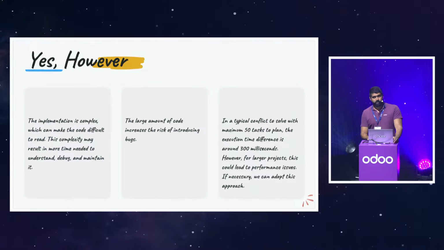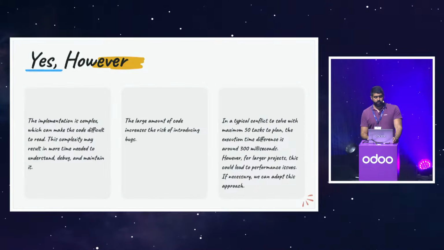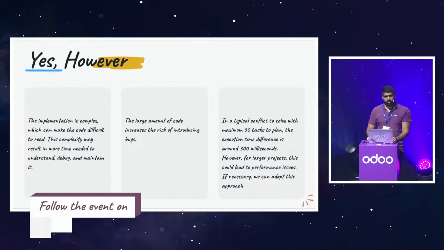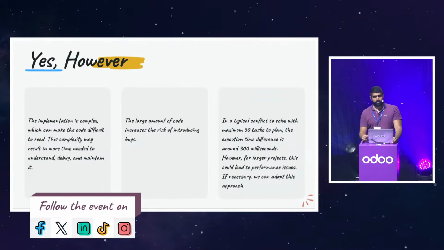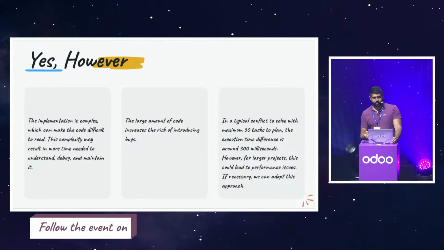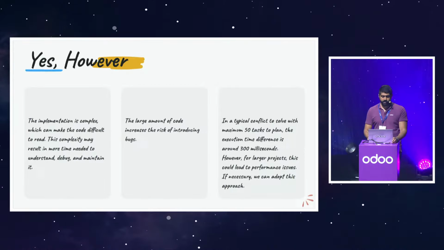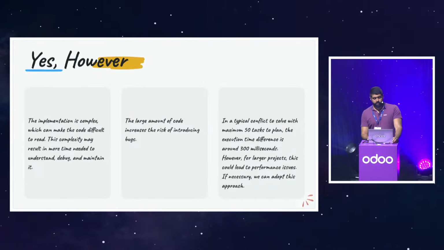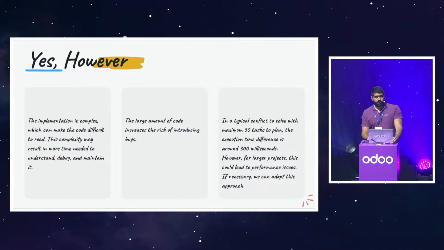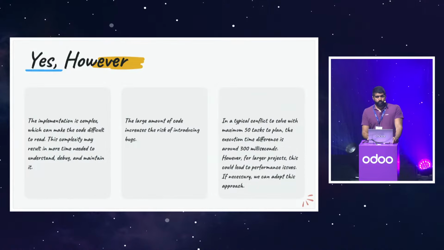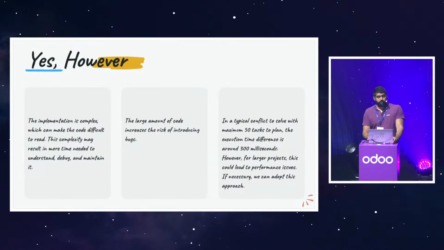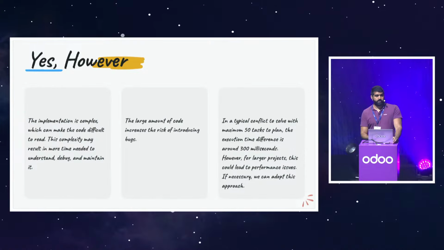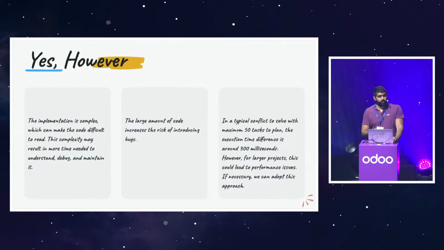And we did a small benchmarking with a typical conflict to solve with maximum 50 tasks to plan. The execution time difference between the implementation that I presented and the final solution that I will explain later was 300 milliseconds. However, when we populated larger projects, this could lead to performance issues. But actually, it's a new feature. We don't know the size of projects that will move. So we need a valid reason and a pain point to introduce some complexity in the code, because actually we don't know the size of projects.